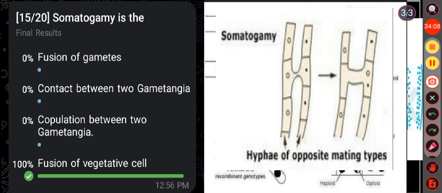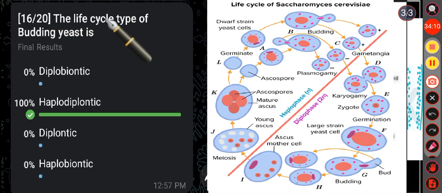absent. Okay. Then next question: the life cycle type of budding yeast is option A, diplobiontic, option B, haplodiplontic, option C, diplontic, option D, haplobiontic. Here the correct answer is option B, that is haplodiplontic. We know the species Saccharomyces cerevisiae, commonly called the budding yeast. Then see the life cycle type.